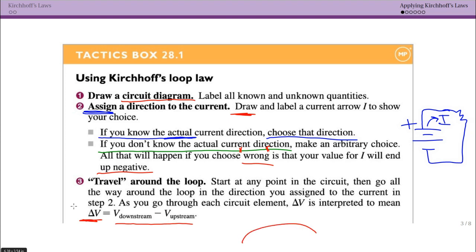As you're going through the loop, sometimes you're going to have a circuit element, and instead of specifically having a delta V, you might know that this point is 2 volts and this point is 6 volts. Well, what is your delta V? Your delta V, when it says downstream minus upstream, is going to be negative 4 volts. So again, with practice, this is going to make more sense, and especially as you work with batteries and different orientations, this is something to be very careful about.